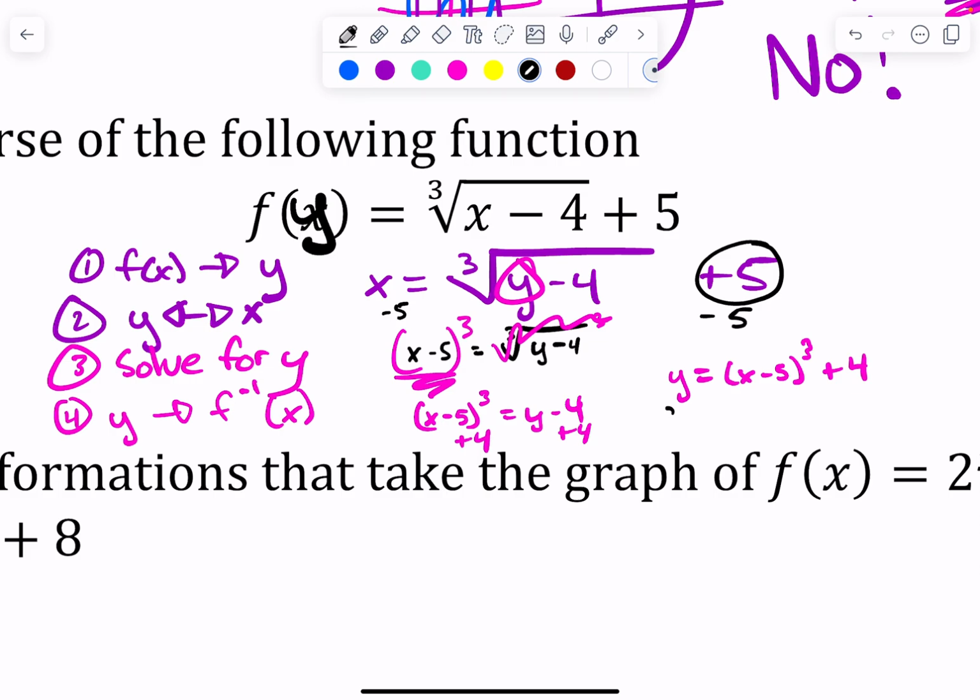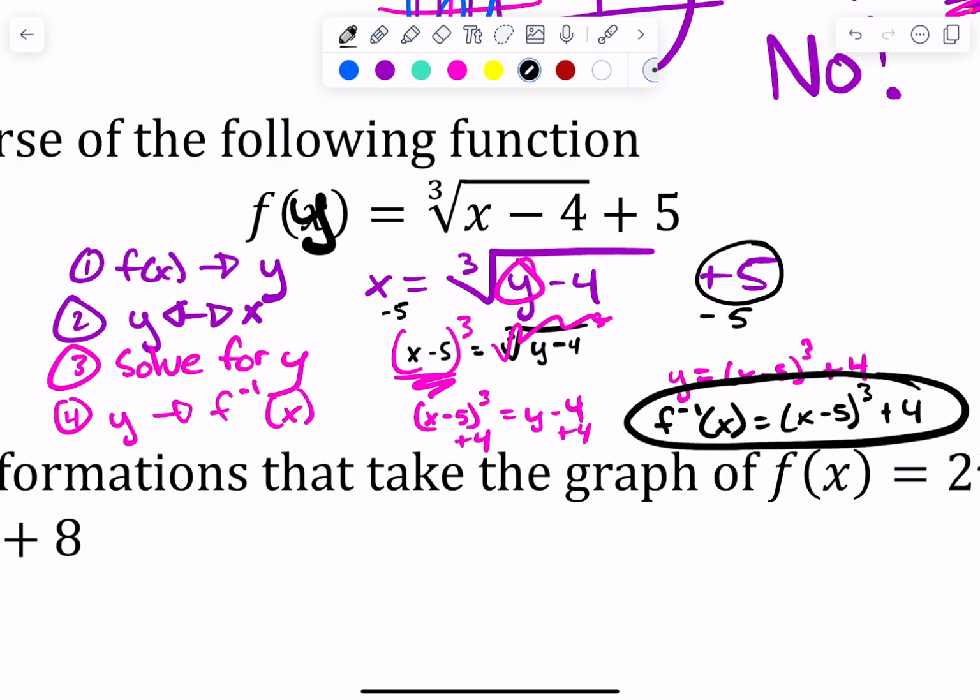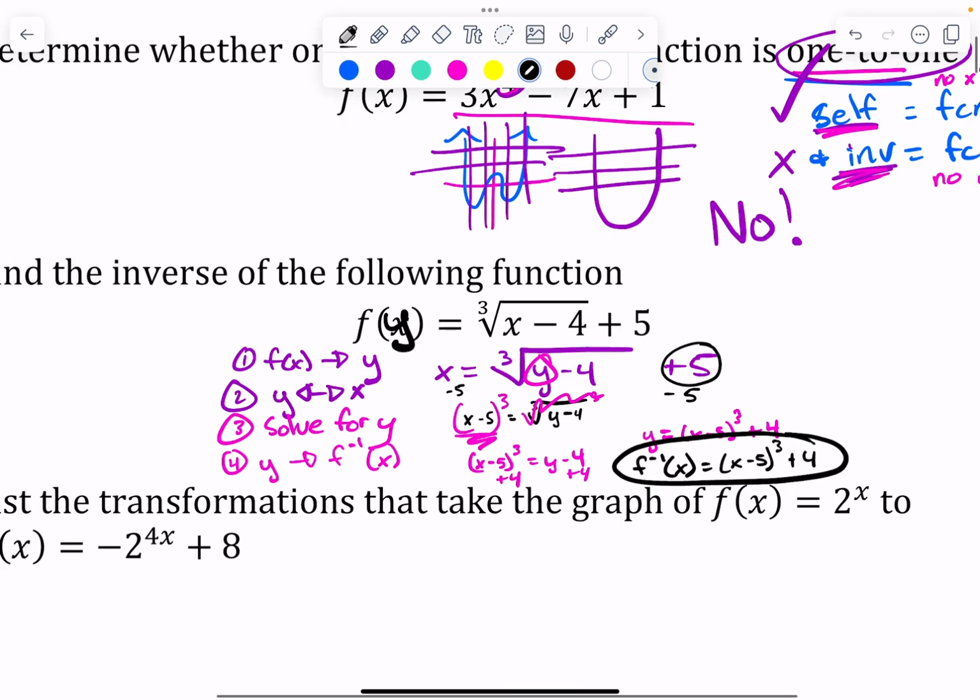So final answer, f inverse of x, which looks like f to the negative 1 power, of x equals x minus 5 cubed plus 4, and that's what it will look like. Okay, that is your inverted function. And it's the same 4 steps every time, regardless of what the function looks like.